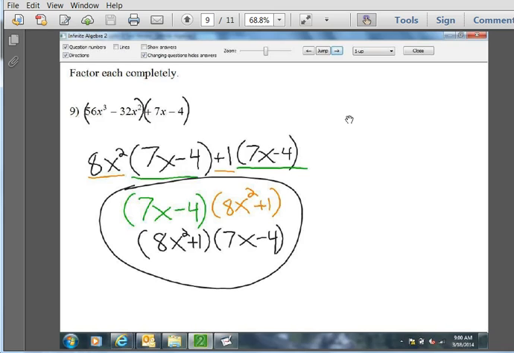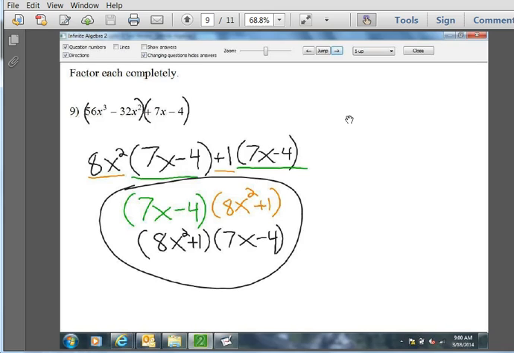Then I go to the next 2 terms and ask, what do they have in common? They have nothing that I can pull out of them except a 1. Yank out that 1, because they really always do have a 1 in common. It might not be helpful for GCF sometimes, but in this case it is. And then I go through. Now look, I have a 7x minus 4 in both the first term and last term. I yank that out, and I'm left with 8x squared plus 1. You could write it in either order, it's fine.